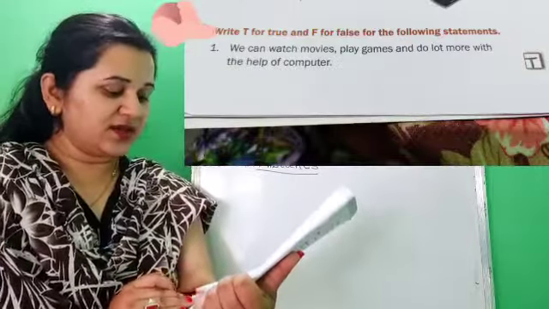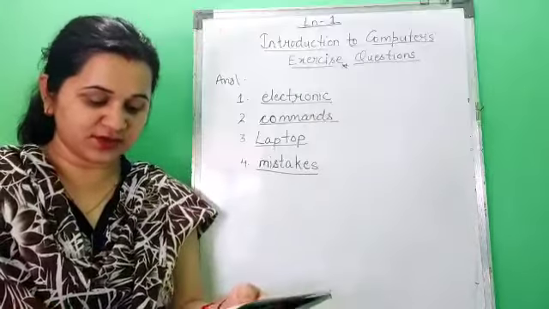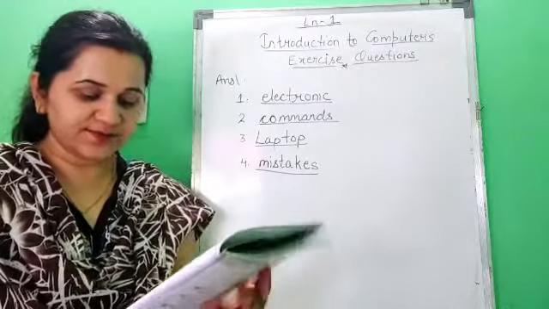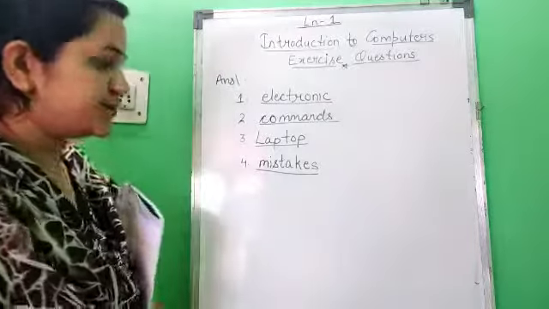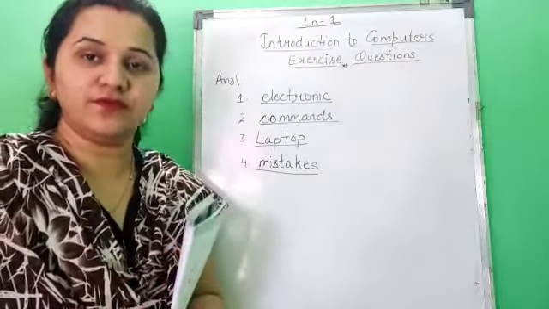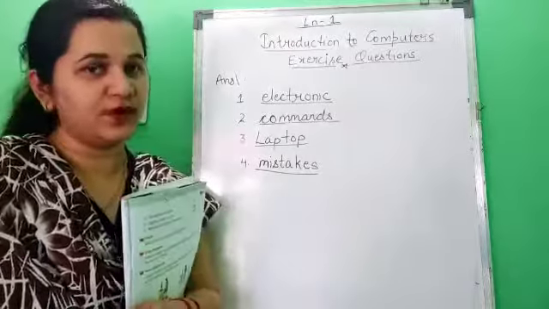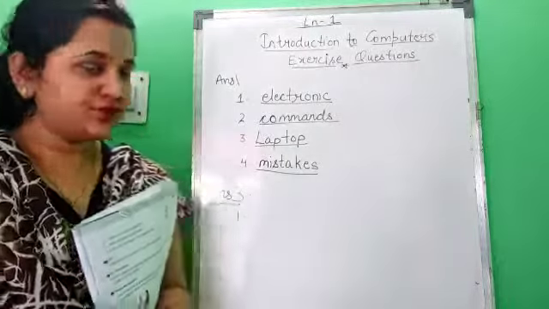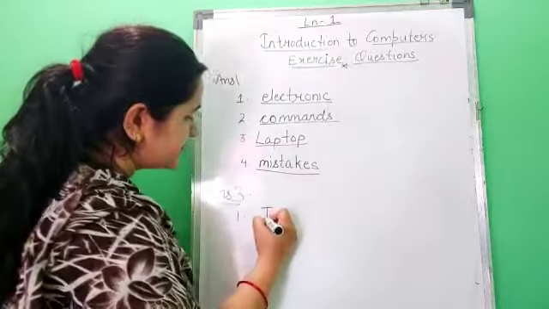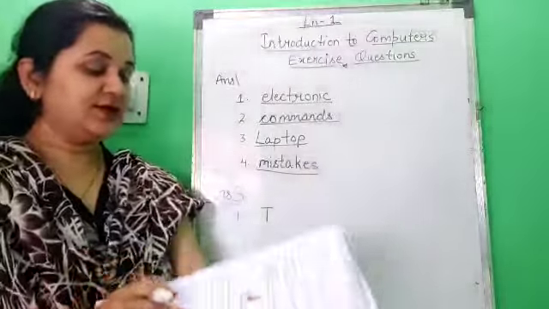Okay. Now, just come to the first point. We can watch movies, play games and do a lot more with the help of a computer. Is it a correct statement, children? Yes. A computer can be used for several purposes. We can watch movies on it, we can play games on it, we can store information in it, and we can do a lot more. So this statement is true. So write down T, children. T for true. Done. Now come to the next point.